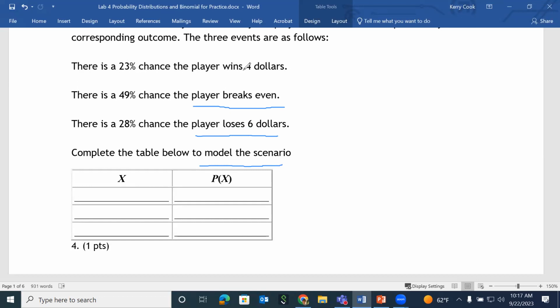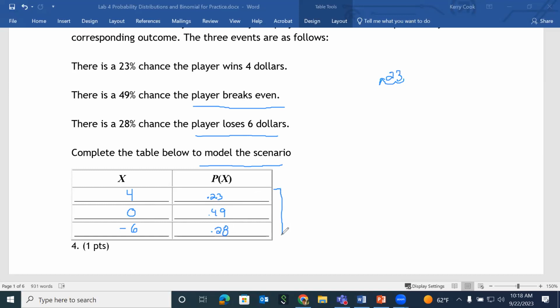So let's start with an outcome of $4. You could win 4, that amount that you win. And there's a 23% chance, but we're always going to list these probabilities as decimals. So 23%, shift the decimal back 2 places, we have 0.23. And then they could break even, which is a 0 outcome, which is 0.49. And they could also lose $6. So that's a negative outcome of 6. And the probability of that is 0.28.